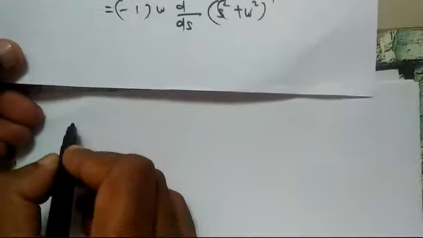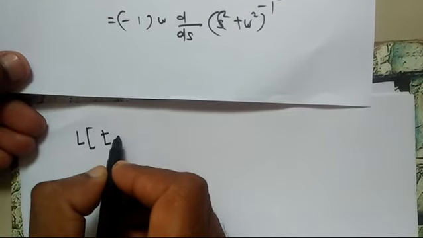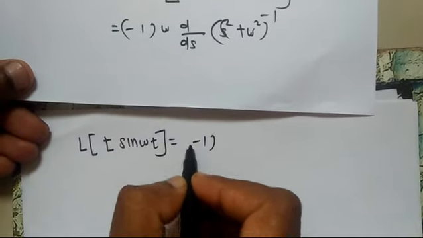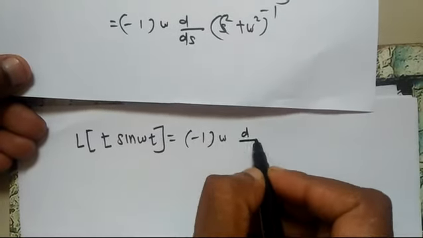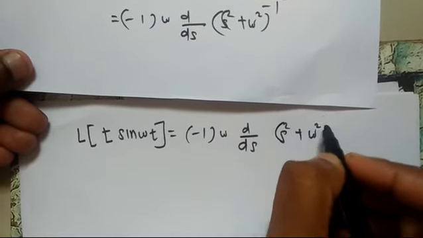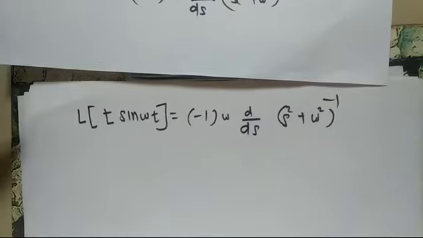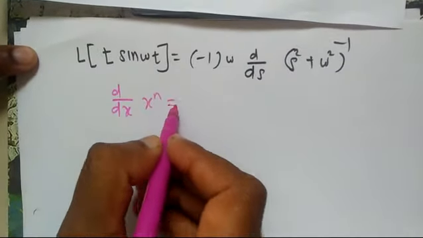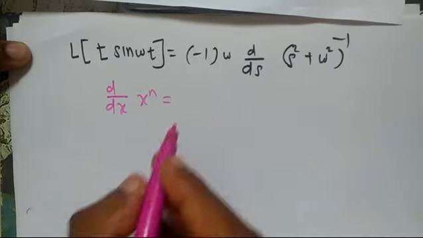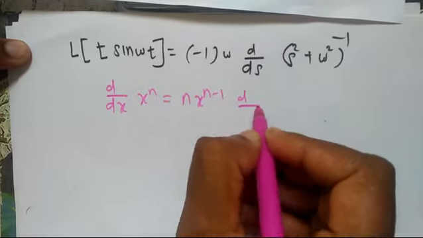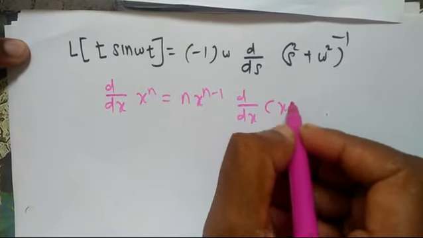What we have got? We will continue. Laplace transform of t into sin wt is minus 1 w d by ds of (s square plus w square) to the power 1. So we know the general rules to find the derivative: d by dx of x to the power n is n times x to the power n minus 1, again d by dx of x.